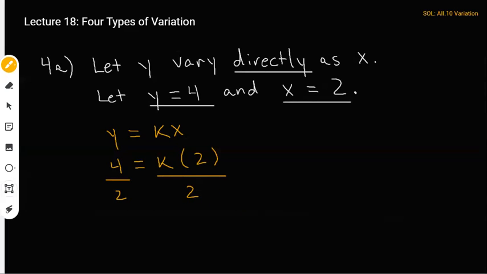Over here, the 2's are going to cancel out, so I can cross those out. And I'm only going to be left with a k on this side. That's what I want. On the other side, I'm going to have 4 divided by 2, and that's going to be 2. So this is going to be our answer, 2. Once you have the two numbers for x and y, you can easily figure out what k is going to be. You just need to find some way to get k by itself on the right side.